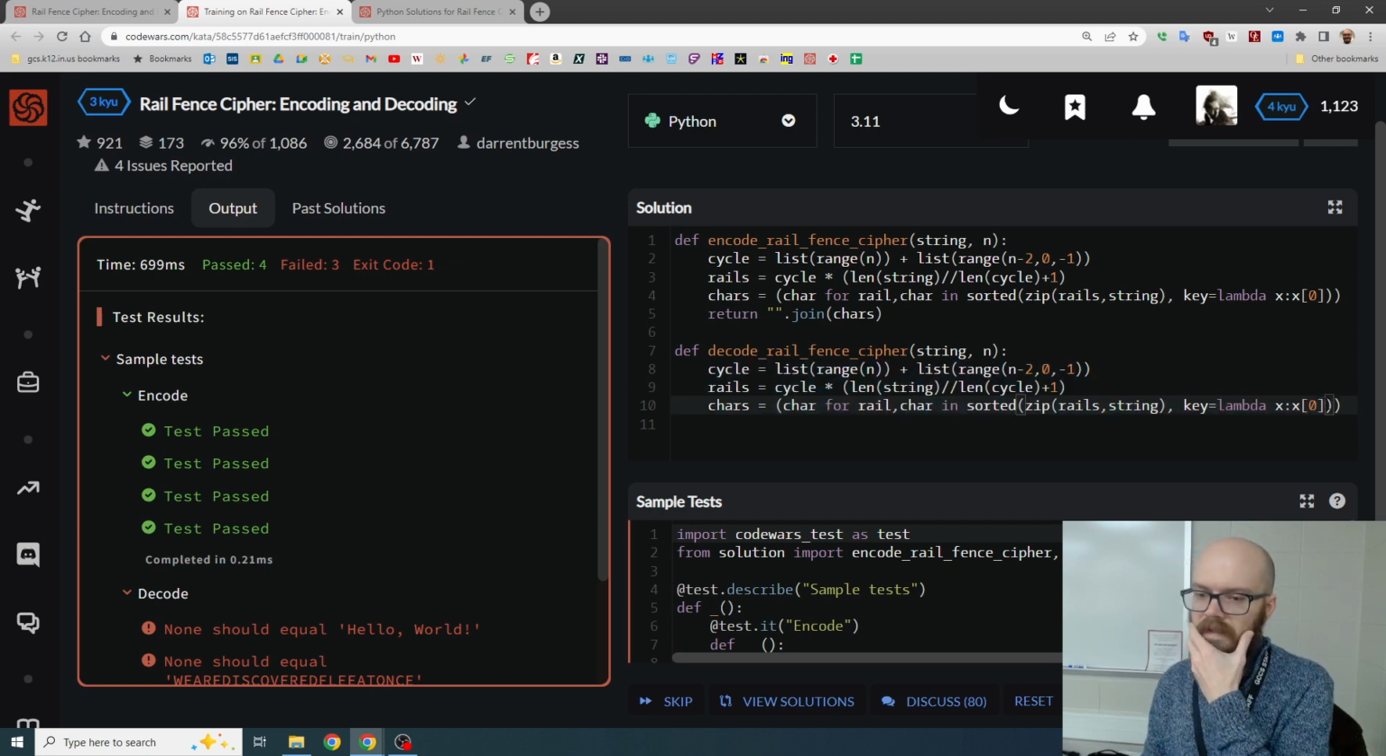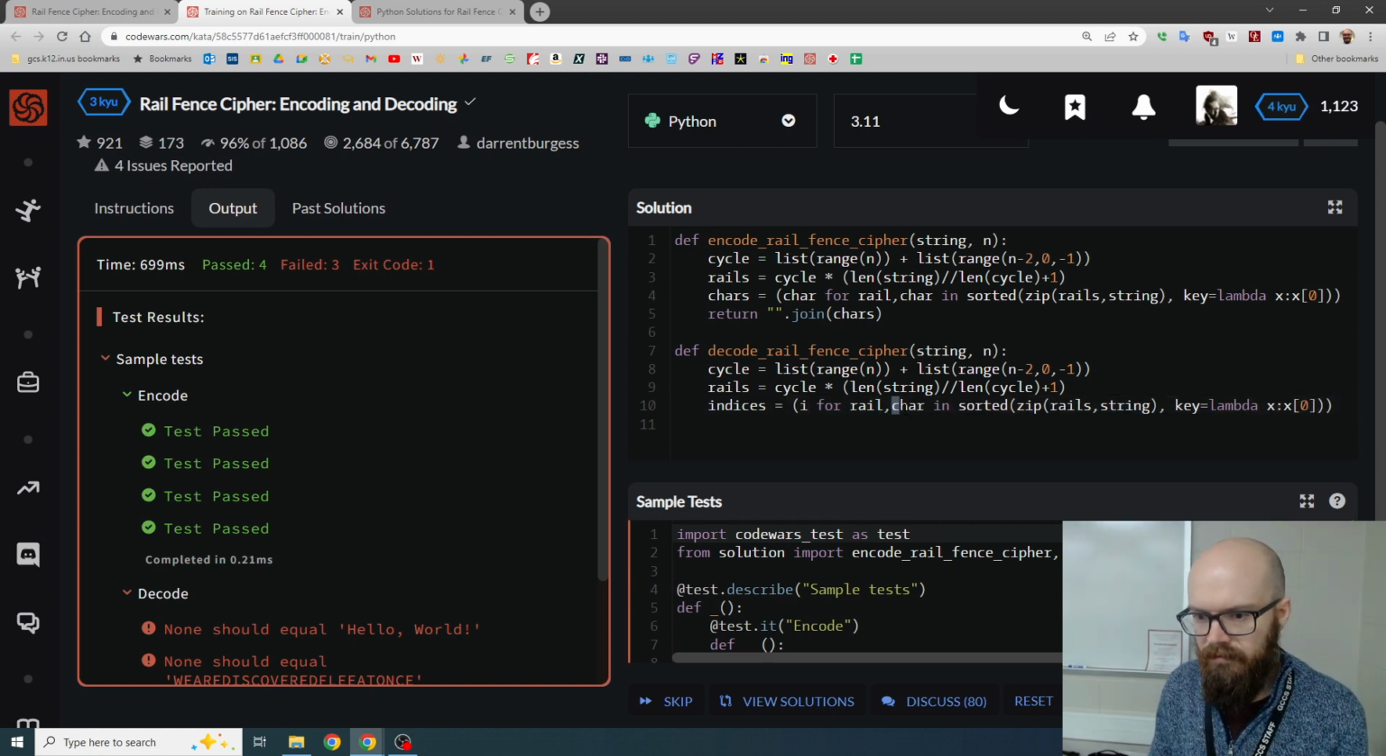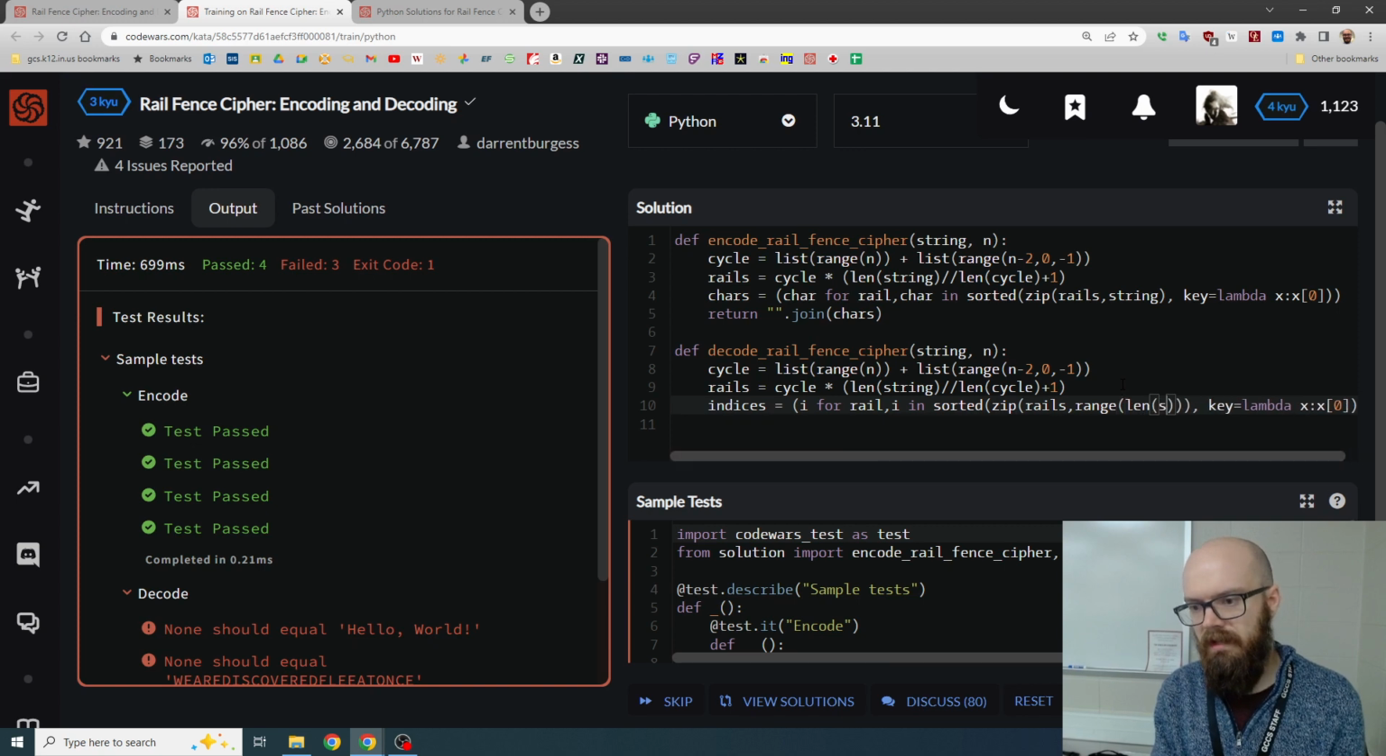We're going to call it indices. This is like the numbers. This is like the range thing. So I'm going to call it indices, and then I'm going to say i for rail and i, and then instead of the string, it's just some numbers. It's just range of the len of string. And maybe we need to do a +1 or -1.